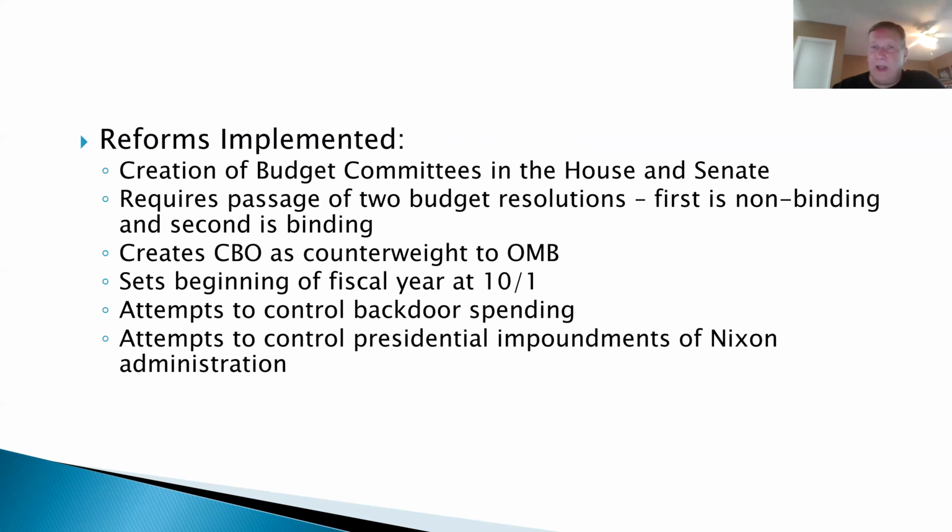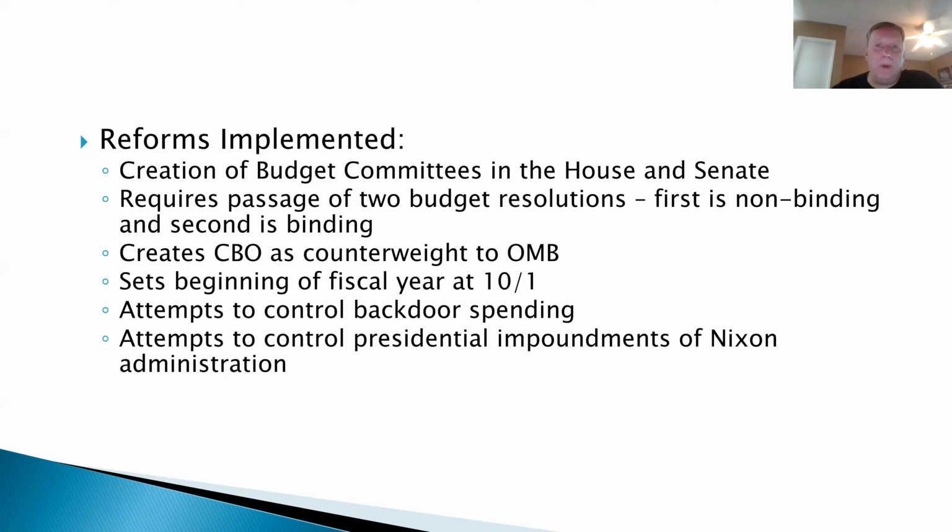But in the original act, what it required is the creation of two different budget resolutions. A first budget resolution that would be non-binding, and that would have to be passed by May, and then a second budget resolution that would be binding, that would be passed in the middle of September. So it creates this idea of a resolution.